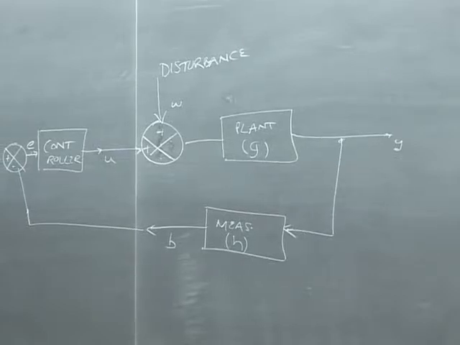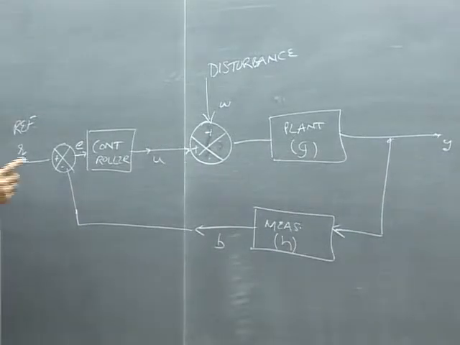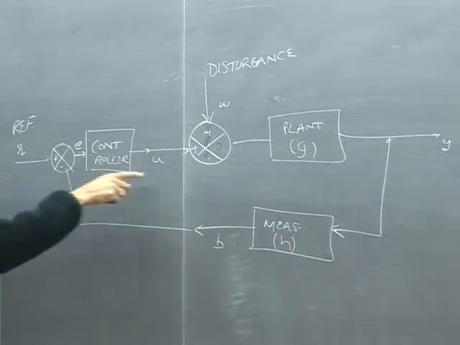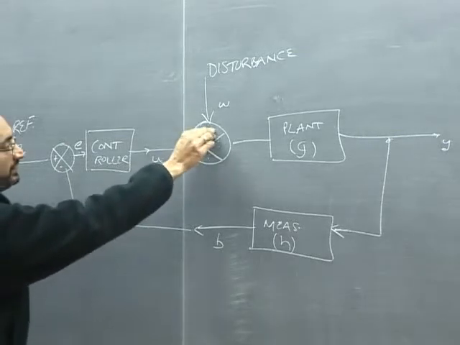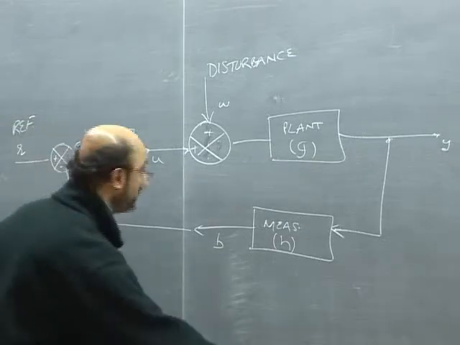And so this is the basic feedback system, and these notations R, E, U, G, H, B, Y, all of these are standard. So any textbook on control will use exactly the same terminology.